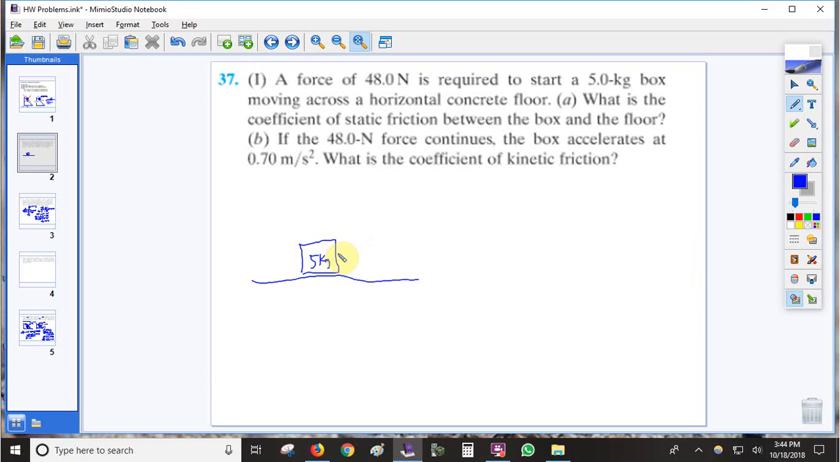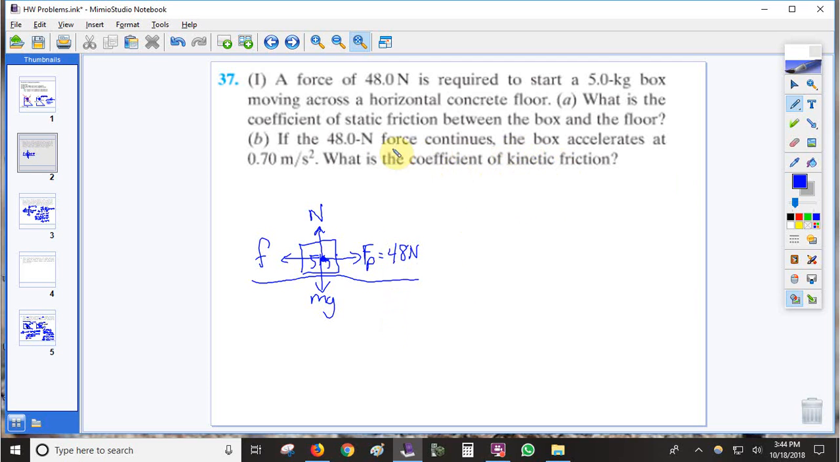Well, let's start with a free body diagram. In this case, we have an easier time because we're not on an incline. It's just a horizontal floor. So we're only going to draw one free body diagram. We are going to have mg acting down, our normal force acting up, friction acting to the left, and our pulling force, which is equal to 48 newtons, acting to the right.